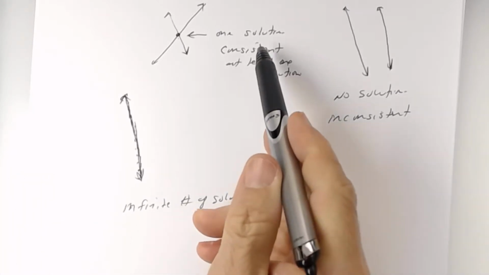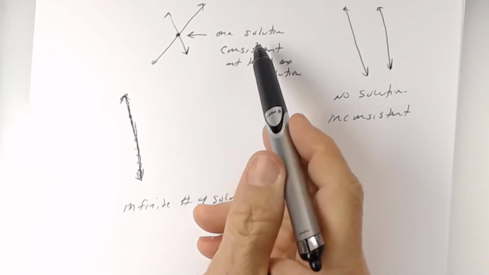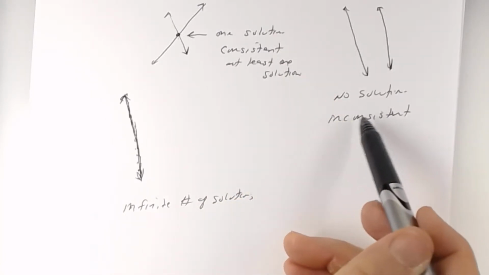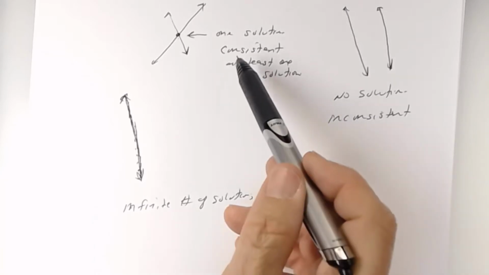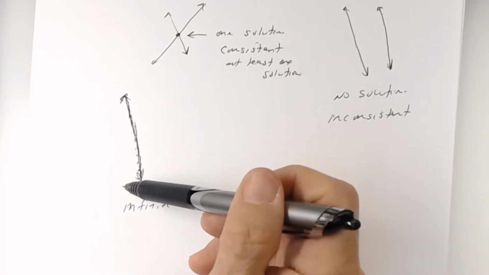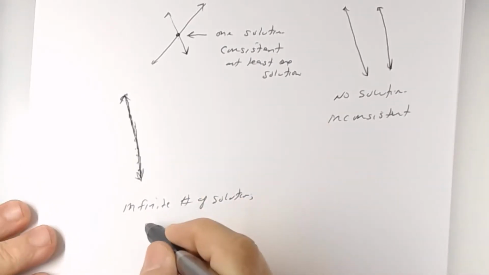Now remember, a system is either consistent or inconsistent. Inconsistent is where there are no solutions. Consistent is where there's at least one solution. So this has an infinite number, which is at least one solution, so it's consistent as well.